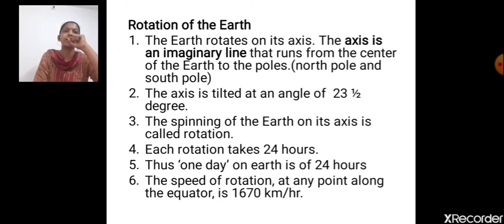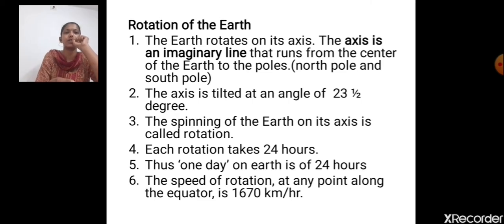The axis is tilted at an angle of approximately 23.5 degrees. It's not a straight line, it's a tilted line. Now when the earth spins on its axis, the spinning is called rotation. So when the earth spins on this tilted line round and round, it's called a rotation. Each rotation takes 24 hours. Thus one day on earth is of 24 hours.